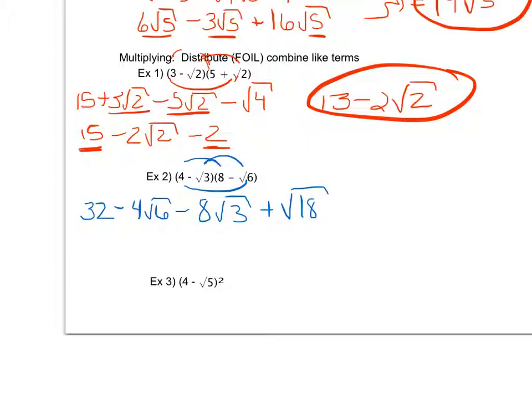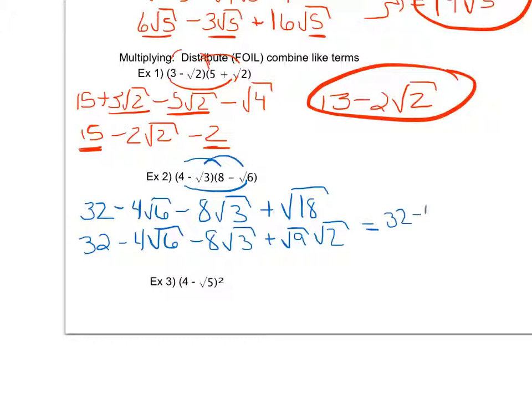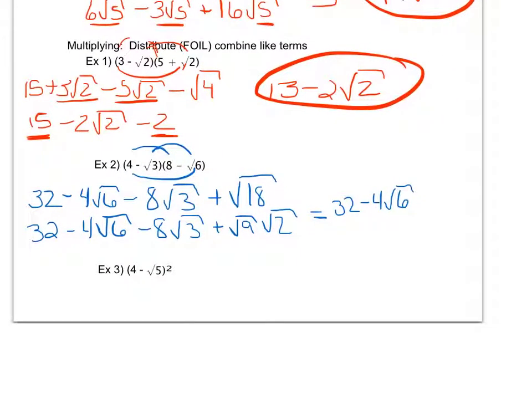From here, I don't have any like terms. I can simplify the square root of 18 because it has a perfect square in it, giving me 32 minus 4, I can't simplify square root of 6, minus 8 square root of 3 plus square root of 9 square root of 2. So taking one final step to change that square root of 9 to 3, my final answer becomes 32 minus 4 square root of 6 minus 8 square root of 3 plus 3 square root of 2.